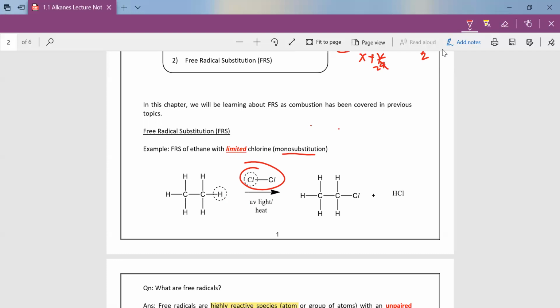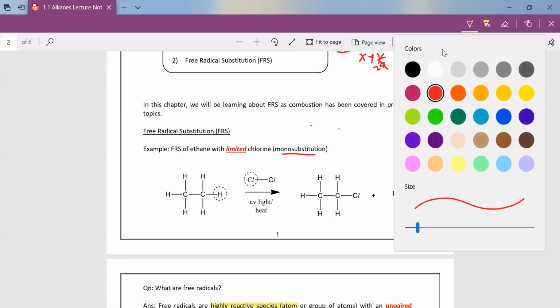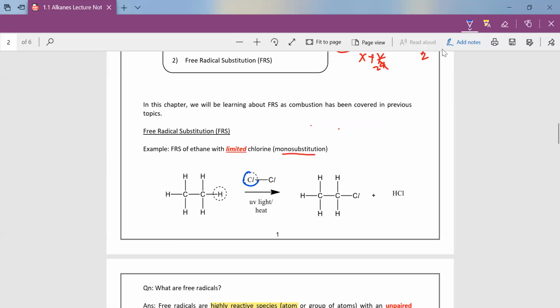You realize that I've circled these two things, because with the chlorine, you can see that the end result is it actually just substitutes your hydrogen. They literally switch places. That's why we call it a substitution reaction.